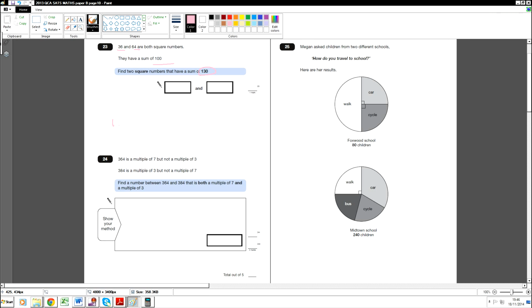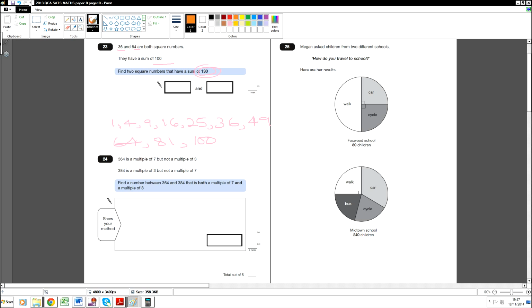So 1 times 1 is 1. 2 times 2 is 4. And 3 times 3 is 9. Okay, 4 times 4 is 16. And then we have 25, 36, 49. Okay, and then we have 64. Any more of that? 9 times 9 is 81. 10 times 10 is 100. Okay, so we've got to get a sum of 130.